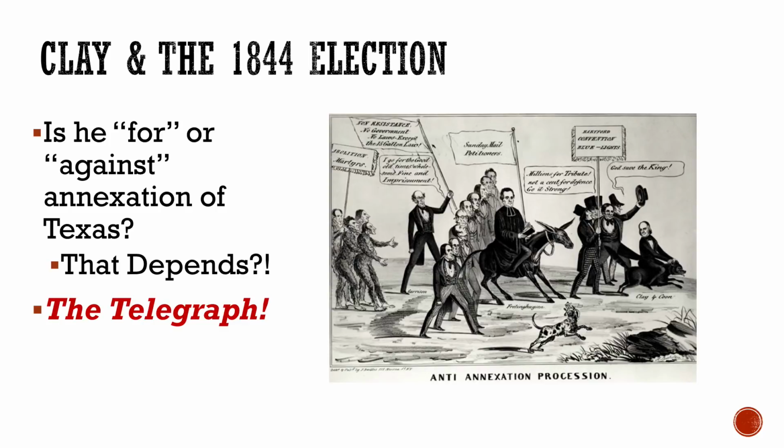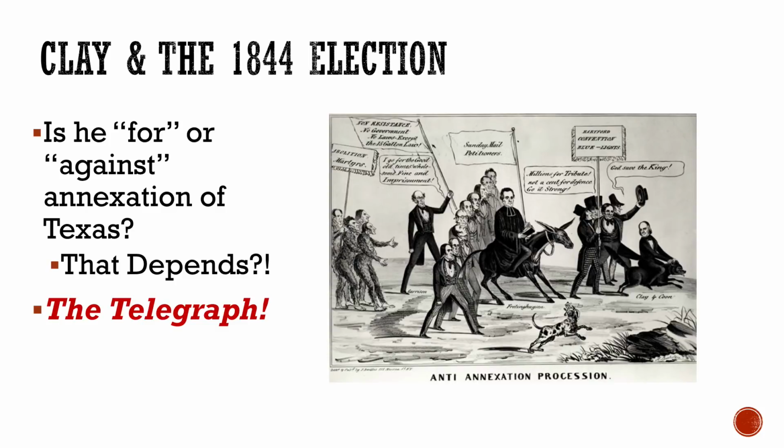All right. Yeah, so Clay, this is the last election he will run in, 1844. He can't help but shoot himself in his own foot when it comes to the annexation of Texas. Texas is already declared, as we've talked about this a little bit in class. Texas had its own revolution against Mexico in the 1830s. They became an independent country. But by the 1840s, they want to become part of the United States. They want to be annexed. They want to be taken over and become a state.